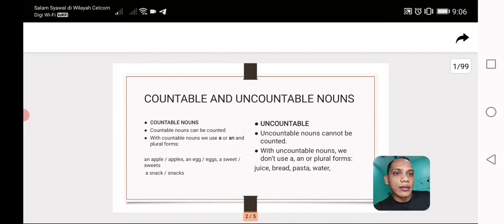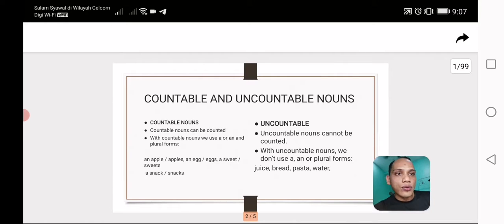Example number 2, an egg, and the plural form for egg is eggs. Ada s juga kat belakang. Dia sama macam apple, it is a vowel sound, lepas tu kena tambah an. Example number 3, a sweet and sweets. Ni contoh sweet, satu biji gula-gula. Kalau banyak gula-gula, sweets. The same goes to a snake and snakes. Boleh faham? So for countable nouns, it has the plural forms. We have to add s at the back.